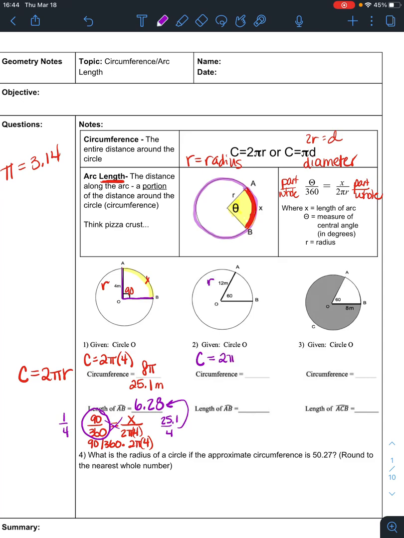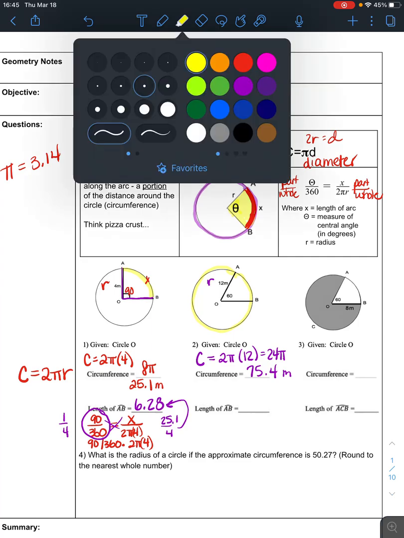2 times pi times our radius, which is 12. That's 24 pi. 2 times 12 is 24. And then 24 pi would be 75.4 meters. It's a length. Okay, then if I want the length of AB, circumference, remember that's all the way around the circle.